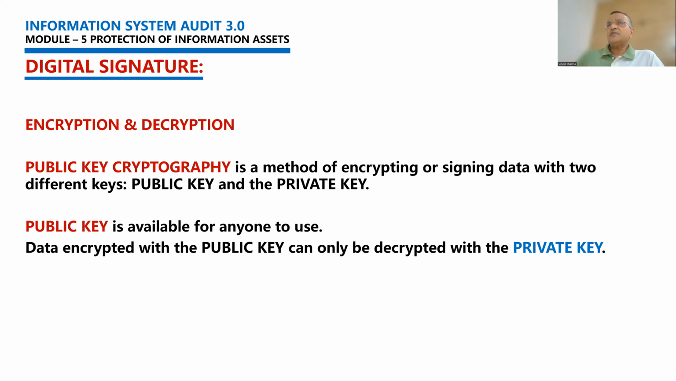So when the receiver receives my message, he uses the public key and then he decrypts the message and he has access to the message which I have sent across the digital network. So public key cryptography is a method of encrypting or signing data with two different keys, that is the public key and the private key. The public key is available to anyone for use. As I said, data encrypted with the public key can only be decrypted with the private key.